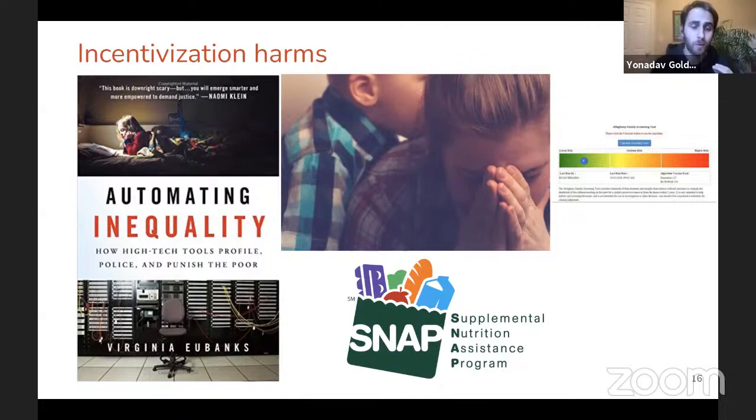And it raises this awful specter of parents who want to prevent their children from being taken away from their home potentially forgoing food aid out of a justified fear that it will change their probabilities of being flagged by the predictive algorithm. So there are some things that we really want to make sure that we either don't incentivize, or incentivize less of.